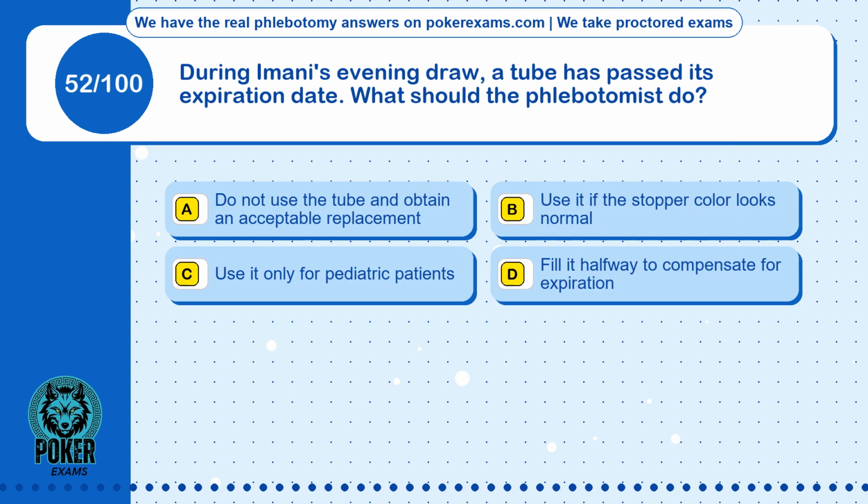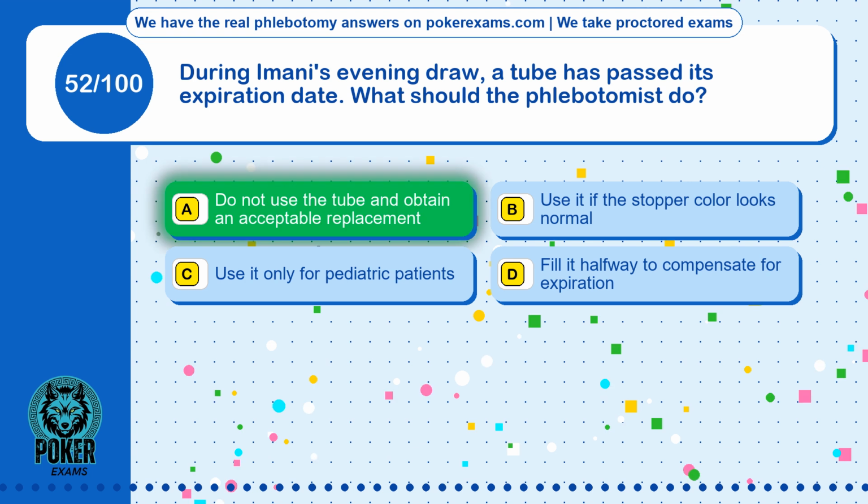Question 52. During Imani's evening draw, a tube has passed its expiration date. What should the phlebotomist do? Option A, do not use the tube and obtain an acceptable replacement. Option B, use it if the stopper color looks normal. Option C, use it only for pediatric patients. Option D, fill it halfway to compensate for expiration.